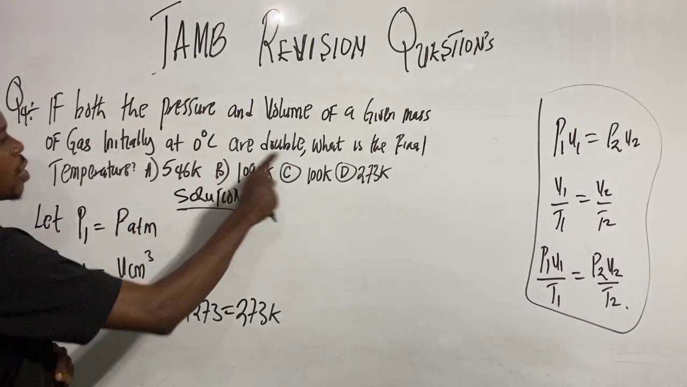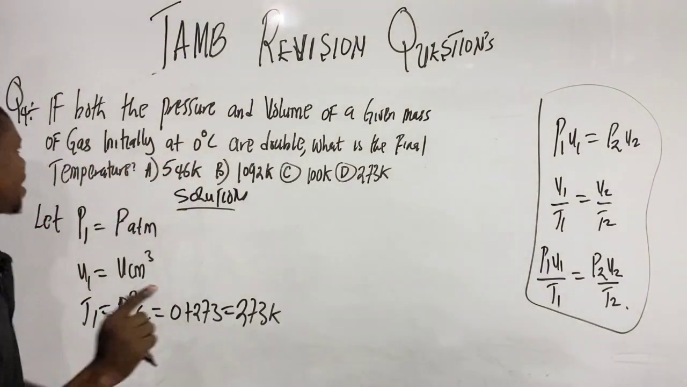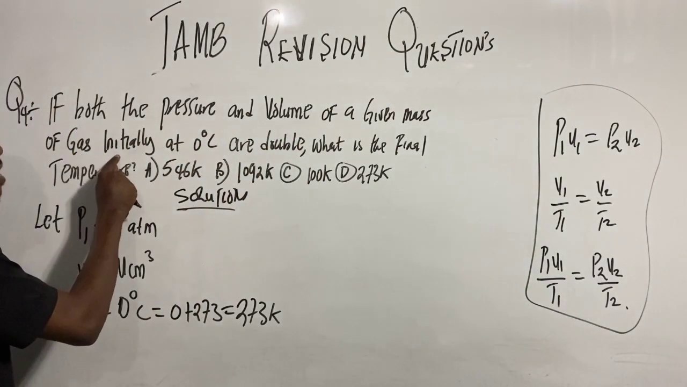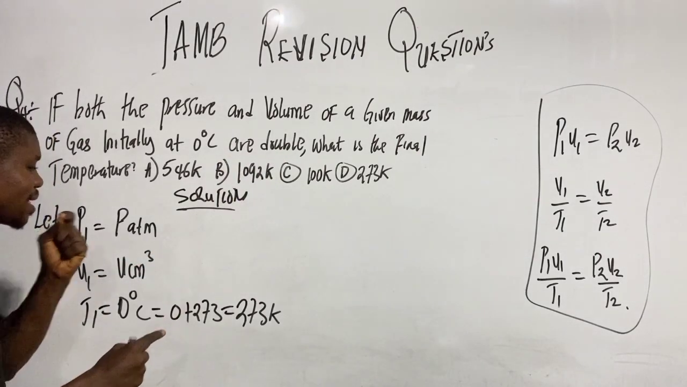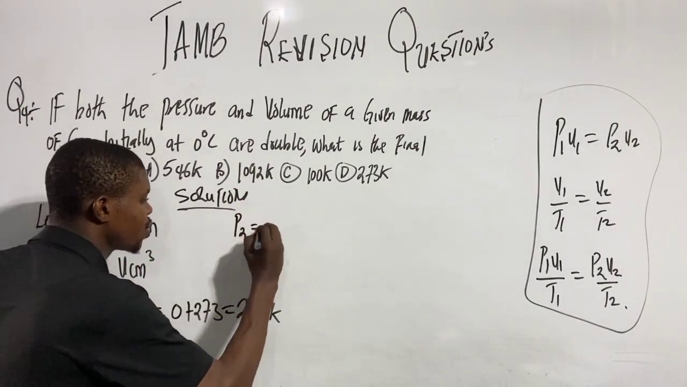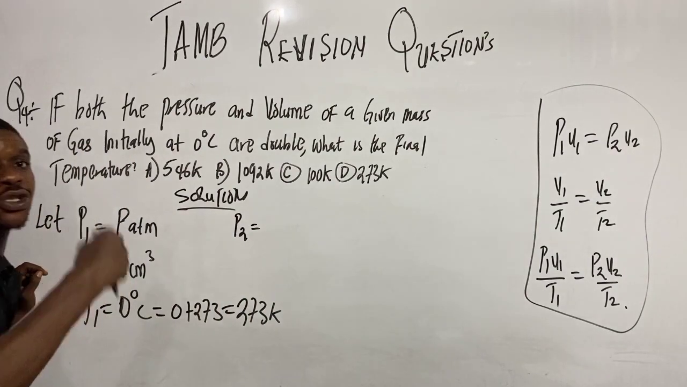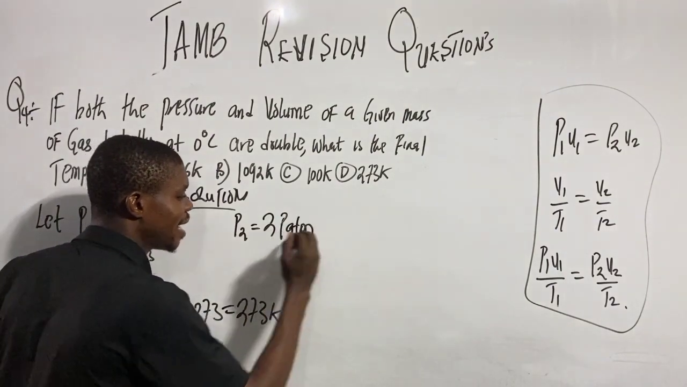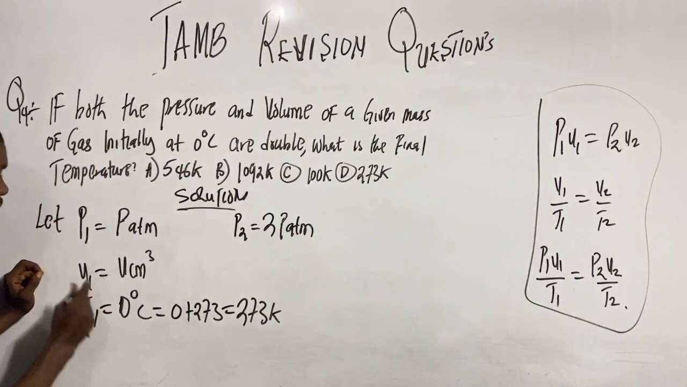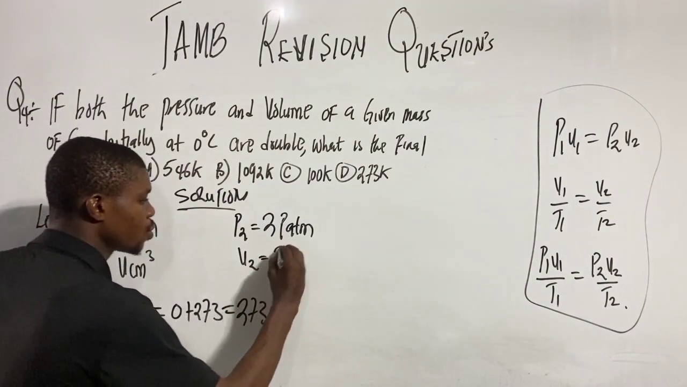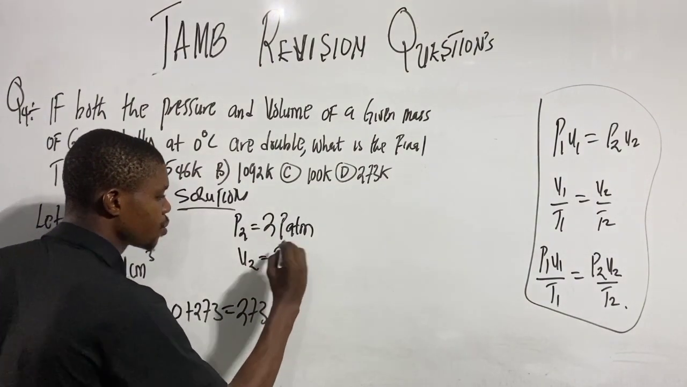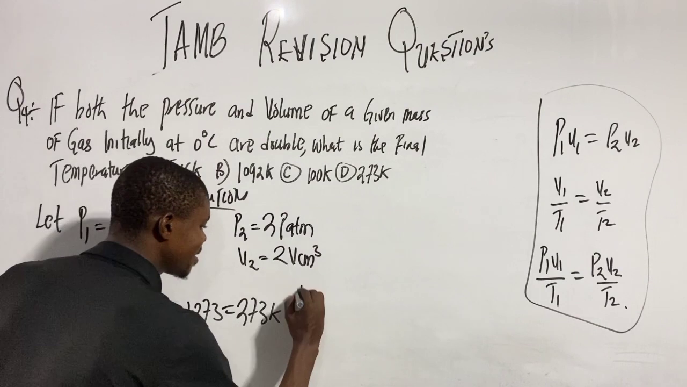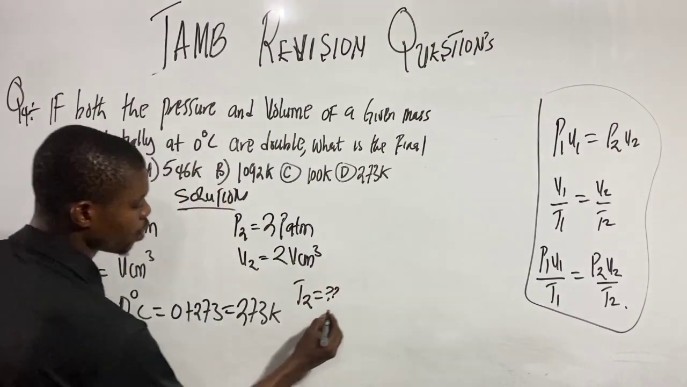Let me look at the question again. If both the pressure and volume of a given mass of gas were initially doubled, it means that my P2 is going to be 2 times P, because it is doubled. So it's going to be 2P ATM. Then my V2 is going to be 2V centimeter cube. Then my T2 is what I'm going to look for.